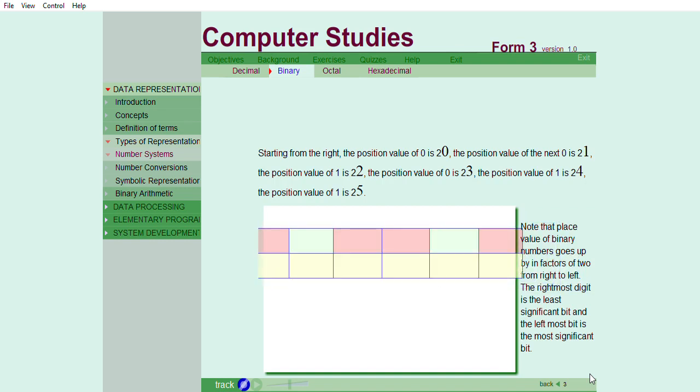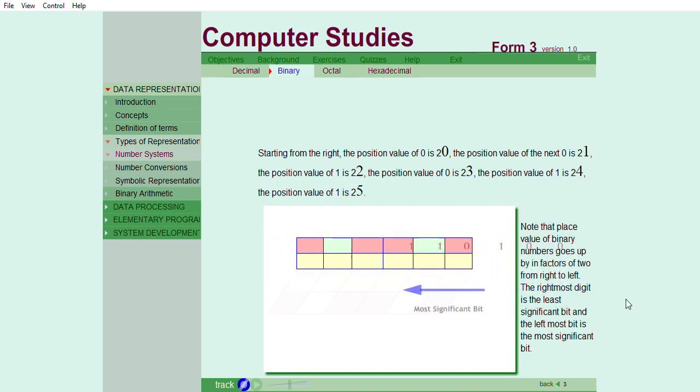Starting from the right, the position value of 0 is 2 to the power of 0. The position value of the next 0 is 2 to the power of 1. The position value of 1 is 2 to the power of 2. The position value of 0 is 2 to the power of 3. The position value of 1 is 2 to the power of 4. The position value of 1 is 2 to the power of 5.